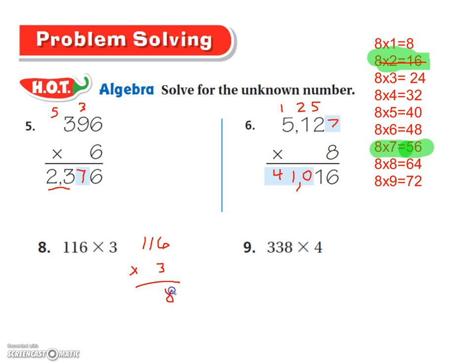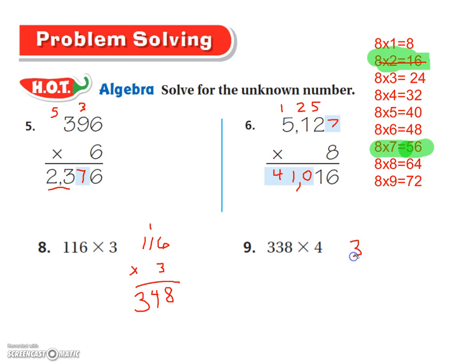6 times 3 is 18. 3 times 1 is 3, plus 1 is 4. 3 times 1 is 3. So 3 times 6 is 18, carry the 1. 3 times 1 is 3, plus 1 is 4. And 3 times 1 is 3.